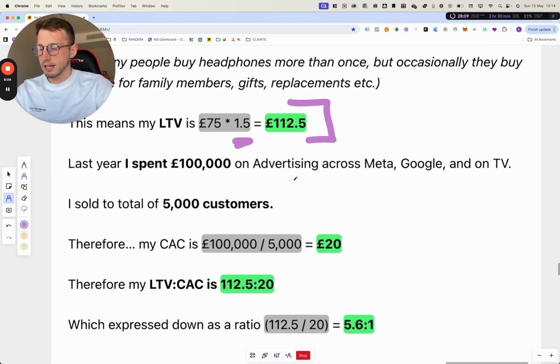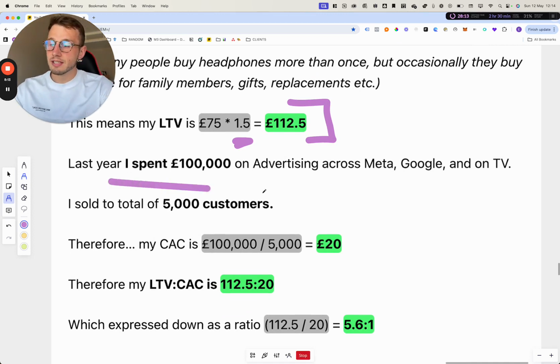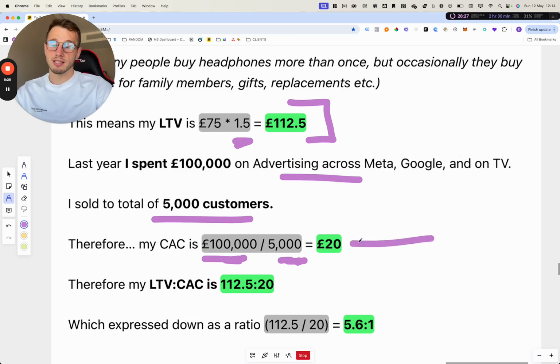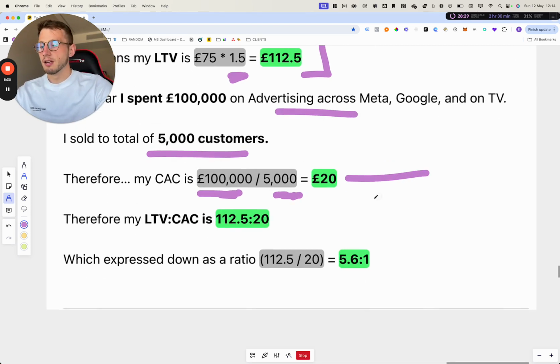Now to work out the customer acquisition cost side of it, well, last year I spent £100 advertising across Meta, Google, and even some TV ads, a bit old school, and I sold to a total of 5,000 customers. Therefore, I divide my ad spend by my total number of new customers, and that gives me a £20 customer acquisition cost.